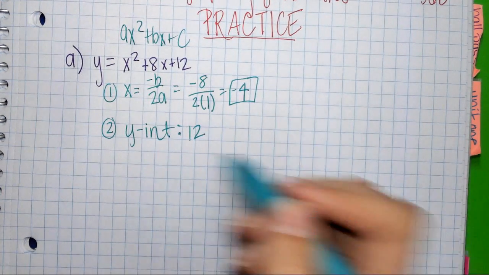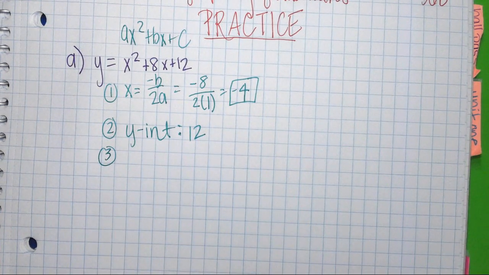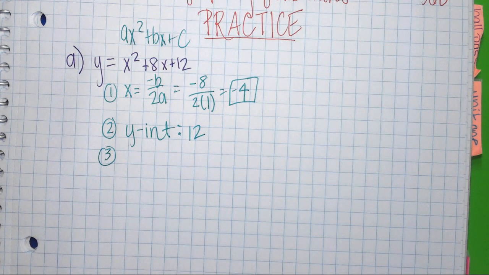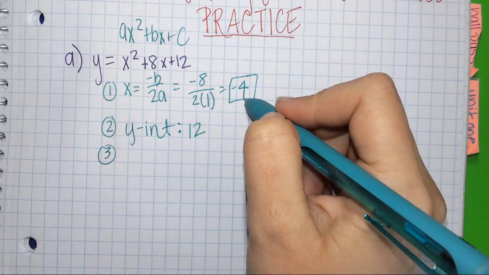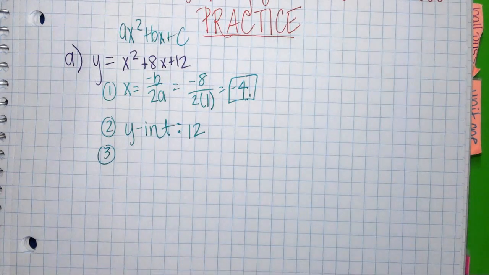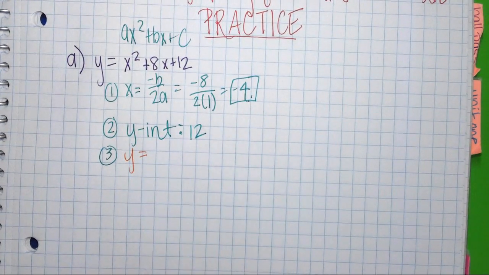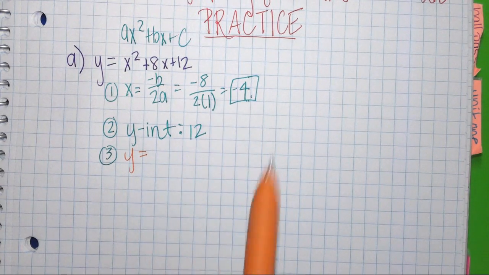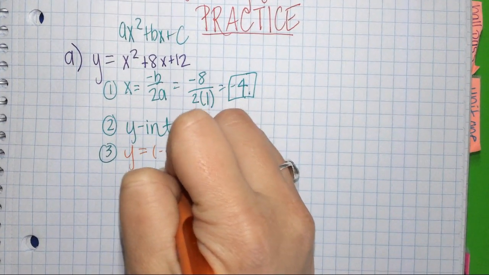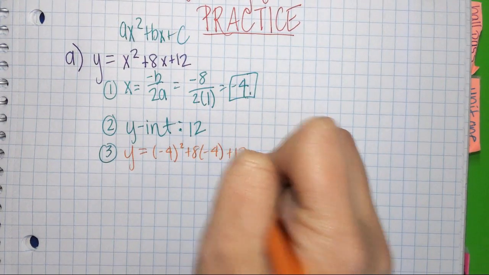All right, Diamond, can you tell us what the last step is before we actually graph? What else do we need to do? What do we do before we plot it? We got to get the vertex. So we're going to plug in x to get our y. So we say y equals, and everywhere we see an x, we're going to plug in negative 4. Negative 4 squared plus 8 times negative 4 plus 12.